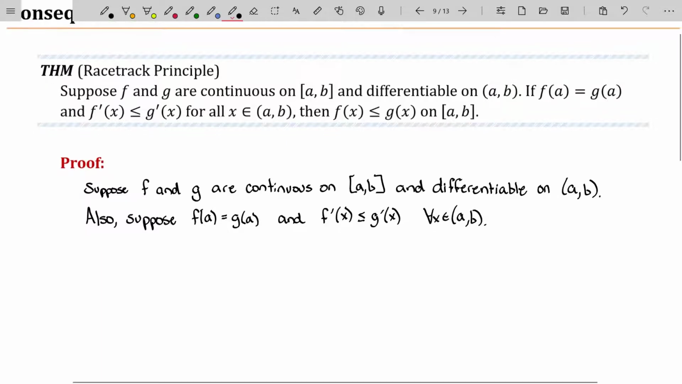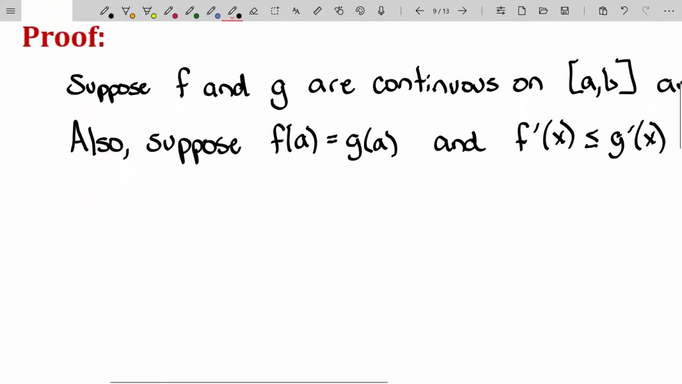Now, this proof takes advantage of a tactic that's used throughout mathematics. We're going to let a function, since we're using f and g, I'll call it h. We're going to let h of x equal, let's do it in this order, f of x minus g of x.